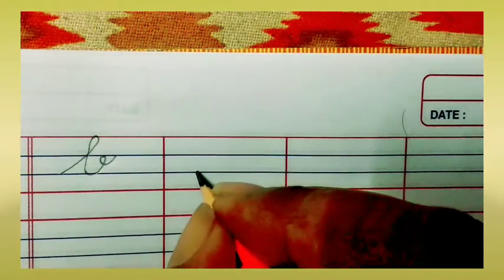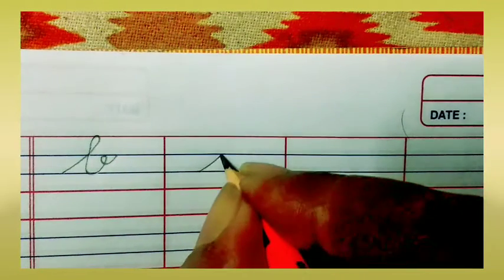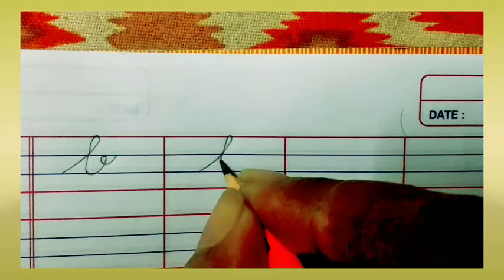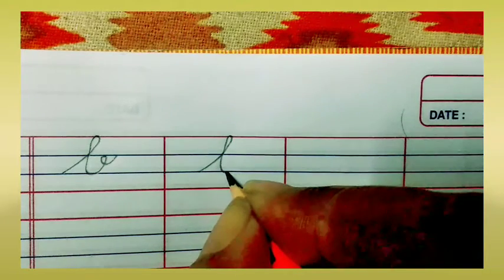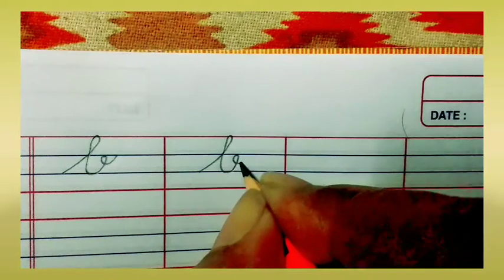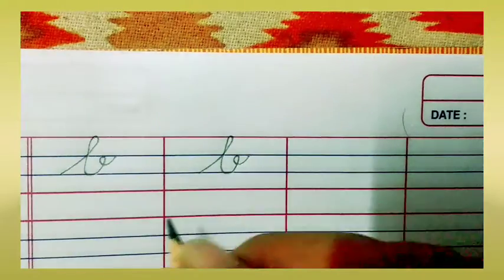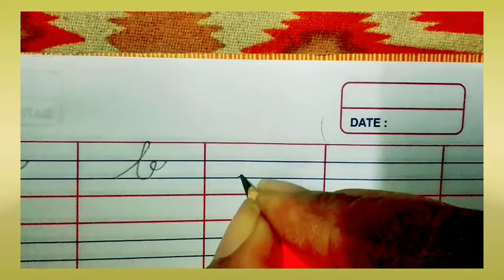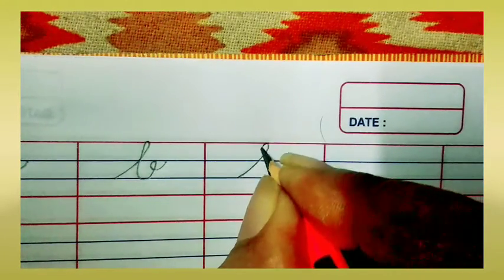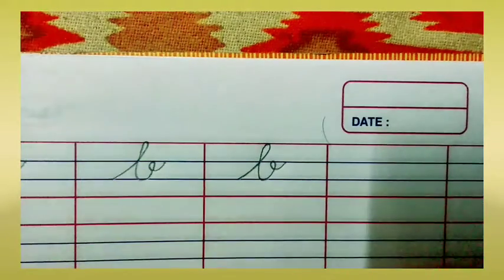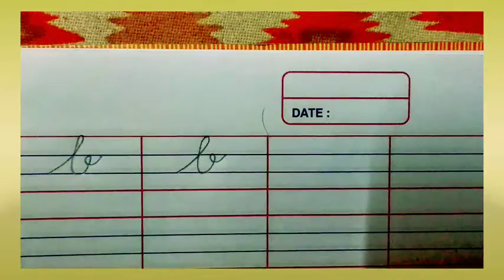Again, make a slanting line up to the top line. Move from the back. Come on the third line. Now touch the second line. Make a loop and again touch on second line. This is a small cursive B. Like this. This is a small cursive B.